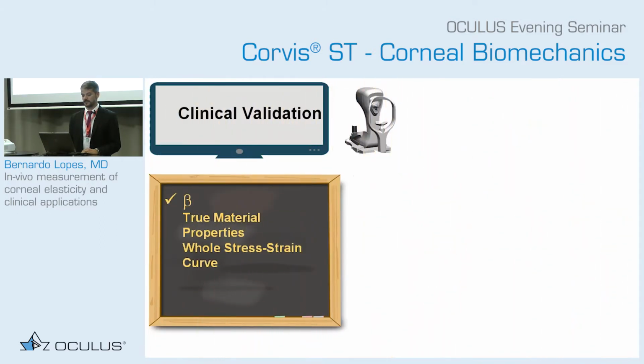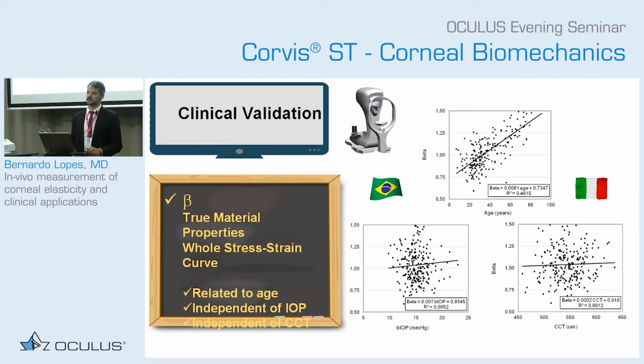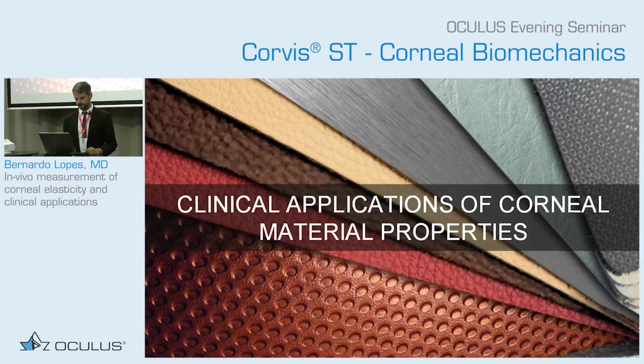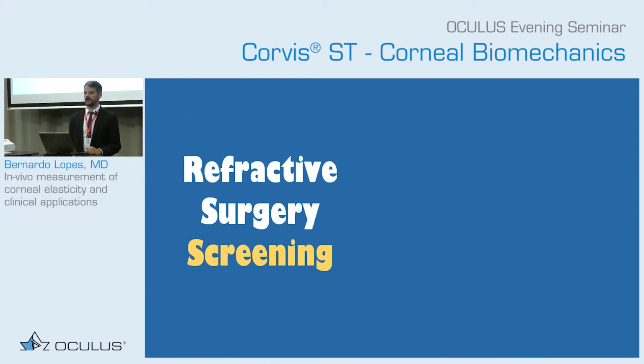The other part of the study is to see if we can get the true material properties of the cornea, the whole stress-strain curve, which we call the beta value that Riccardo told us about before. This value should be related to age. In a study that we did with a population from Rio in Italy, we see that there is a strong correlation with age, and it should be independent from IOP and from CCT, and it was. So we have lots of studies in progress. This is still happening. So how can we apply it clinically?